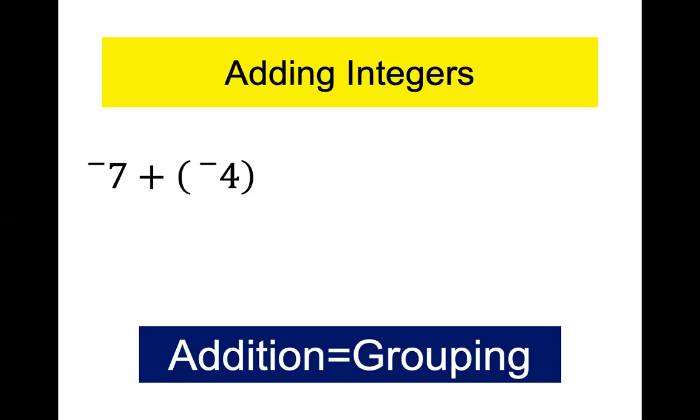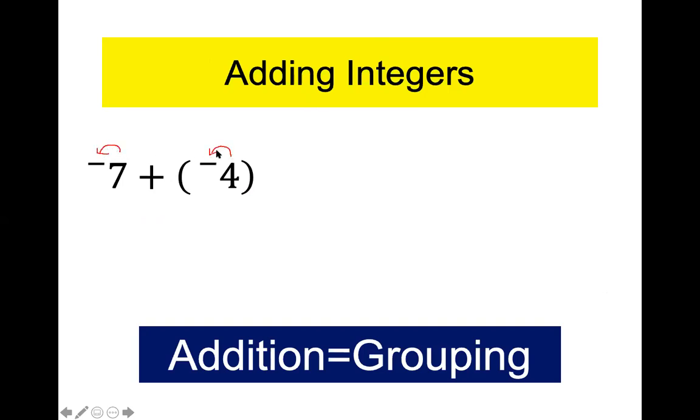We're going to do it with negative numbers. Hey, we're still adding here. Why are we still adding? Well, what's that symbol right there? Plus, that means add. That means group things together. The difference here is that we are adding negative numbers. How do I know the numbers are negative? Well, look immediately to the left of each number.